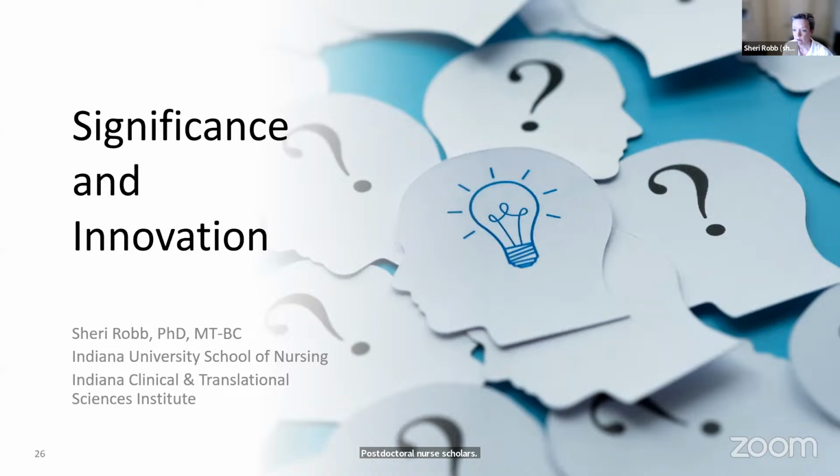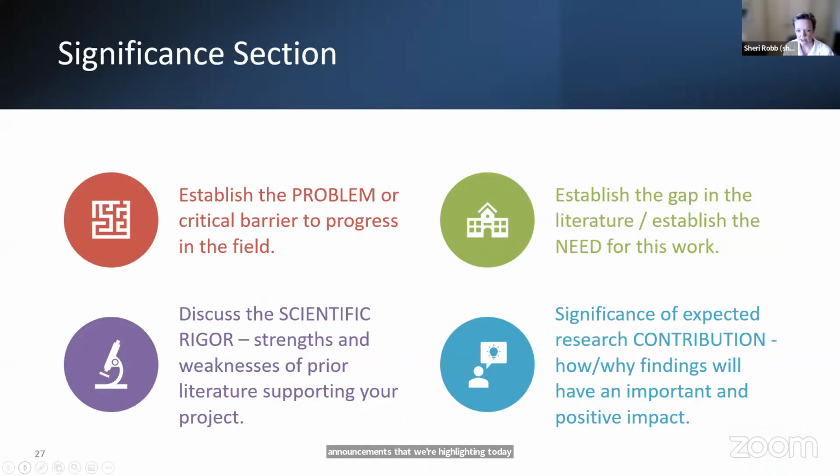We'll also be referencing some material today from one of my funded NIH grant applications, which was funded through the Sound Health, Music and Health funding opportunity announcements that we're highlighting today. So we'll go ahead and get started on significance and innovation portions of the grant application. And this is where reviewers will be looking for the information that they need to evaluate core review criteria for both significance and innovation.